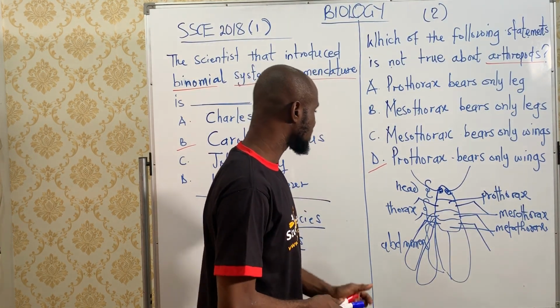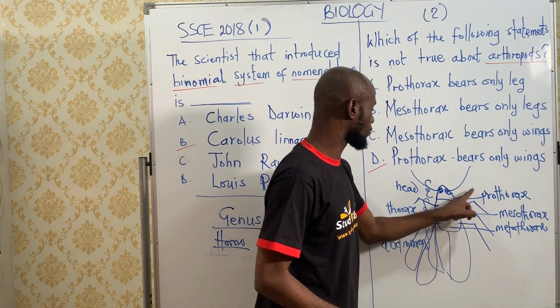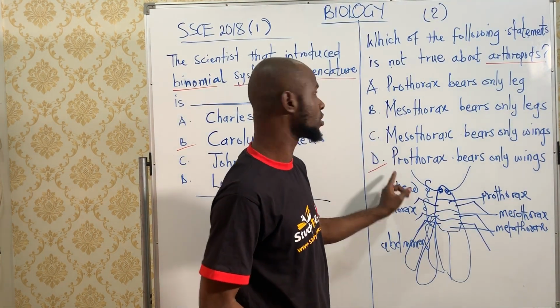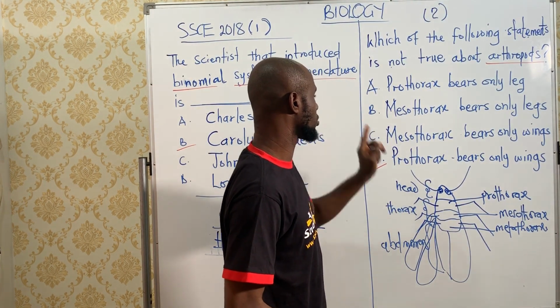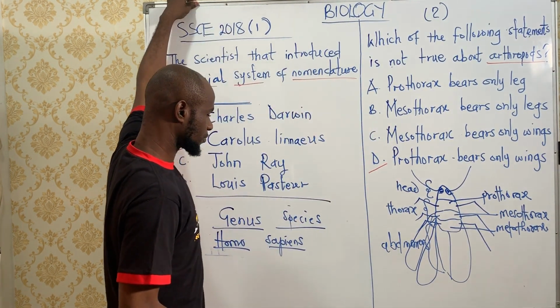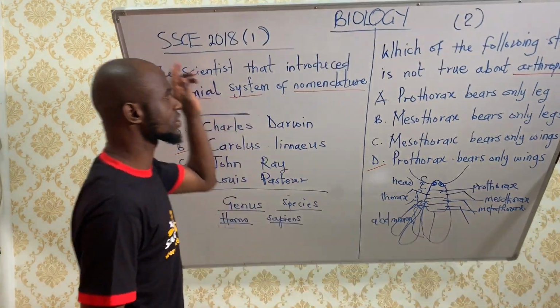That means the first segment, the prothorax, does not bear the wing, and that is why we have chosen that option for which of the following statements is not true about the arthropods. So let's move to the next question.